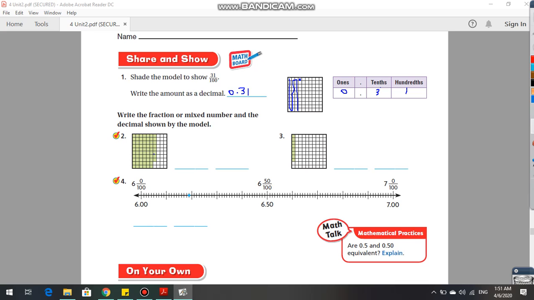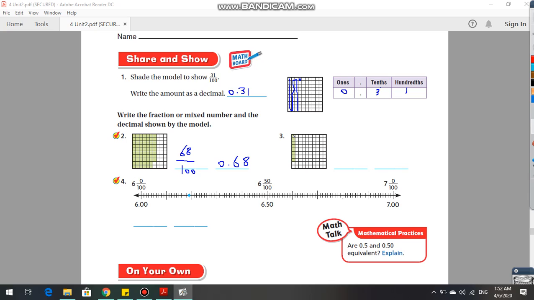I'm gonna stop here because I don't have all of it. So 61, 62, 63, 64, 65, 66, 67, and 68. So I'm gonna write 68 as the numerator. Now, the denominator is the total, guys. So I have how many squares in total? 100. Now, how I'm gonna read it as a decimal? 0.68.